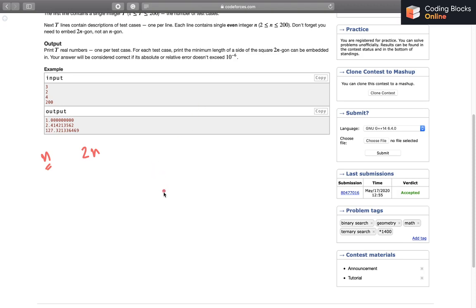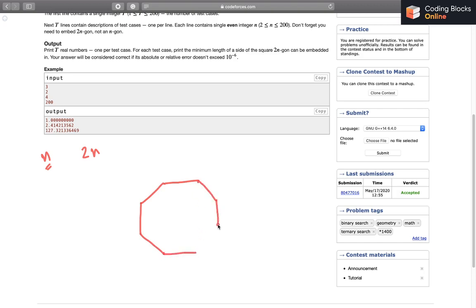I'll just explain what I mean when I say this. It's a gut feeling, and it's something that you can see by symmetry. If I draw the 2n-gon like this, let's say I'm drawing it for the case when the value of n equals 4, which means that the value of 2n equals 8. So let's draw it like this.